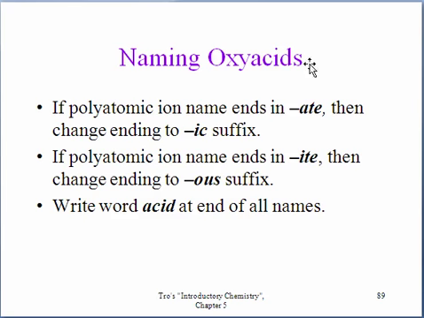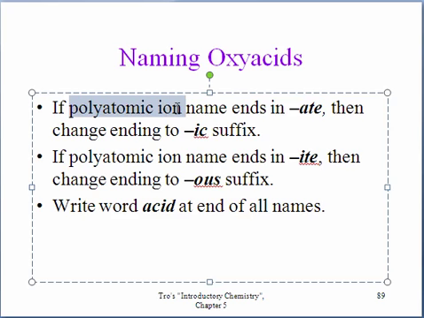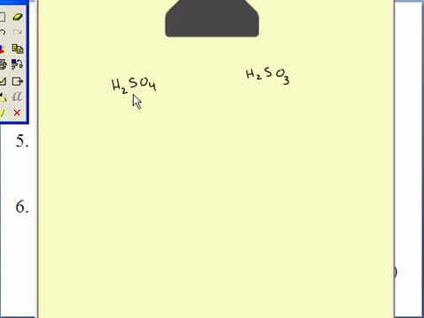Now let's look at naming oxyacids. The way we're going to name oxyacids is to pay attention to the polyatomic ion that the oxyacid is based on. If the polyatomic ion name ends in -ate, then the oxyacid turns the -ate to -ic. If the polyatomic ion name ends in -ite, then the -ite goes to -ous, O-U-S, and the word acid is at the end of all names. So let's see if we can name these two acids.